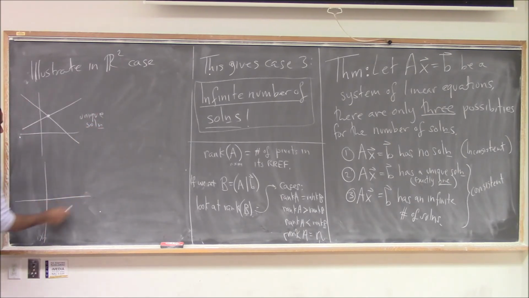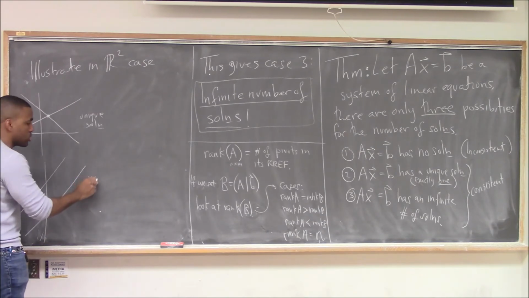It is also possible for you to have a line and a line that's exactly parallel to it, not passing through any of the same points. This is the no solution case.